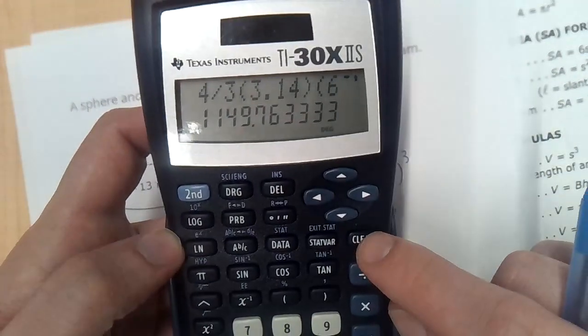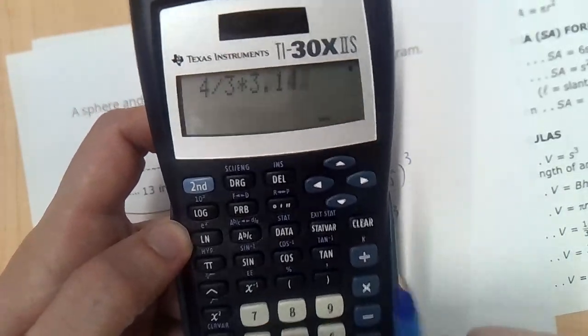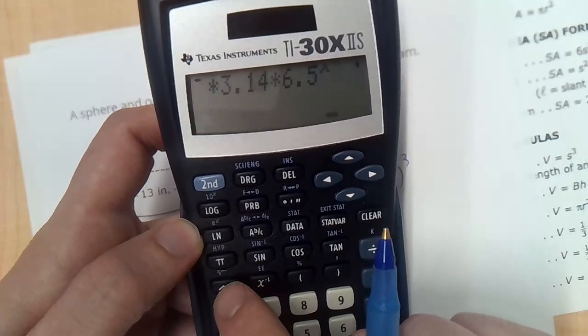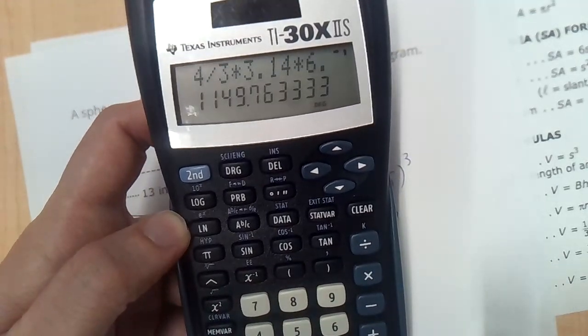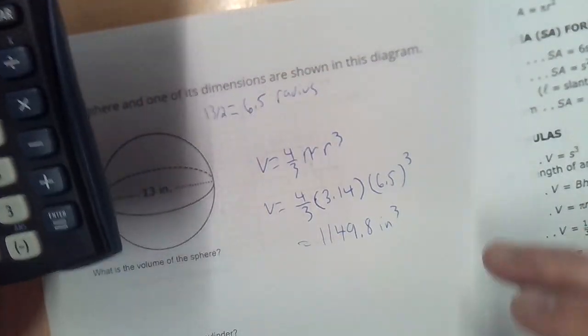Okay, and again, it's going to work the same way if you just use the times key. So times 3.14 times 6.5. Remember that up arrow button is your exponent button to the third. Gets us the same thing. So parentheses, multiplication, whatever you want to use.